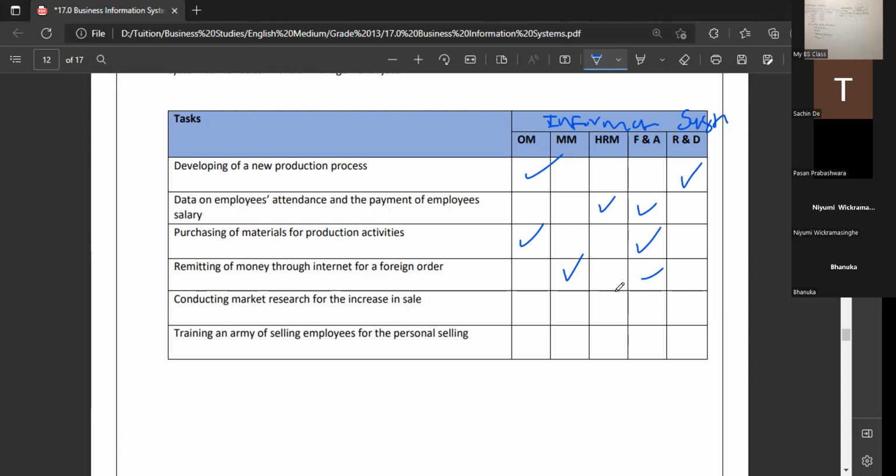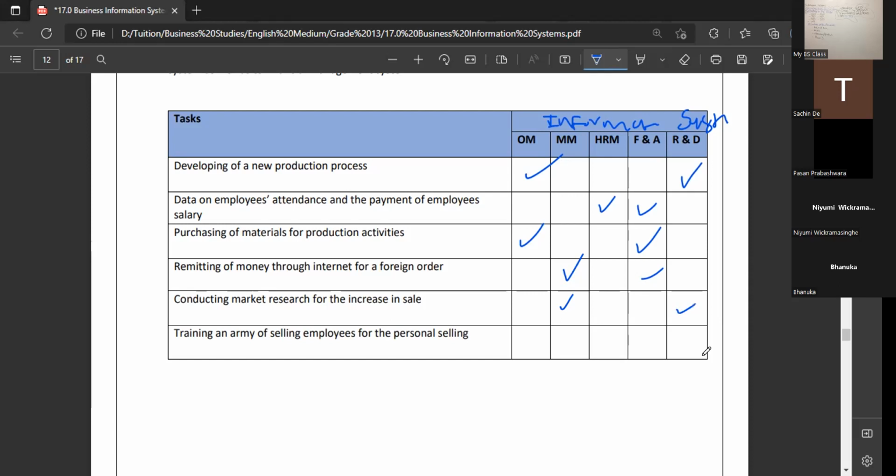And we do have conducting a market research for the increase in sales. So they're talking about sales, obviously marketing management, and they're talking about some research that they are doing. So that could be something R&D related to the marketing function.